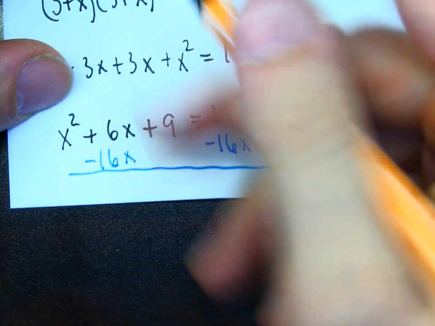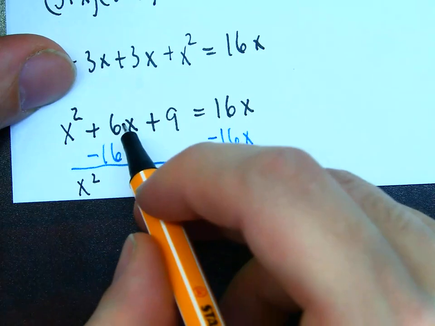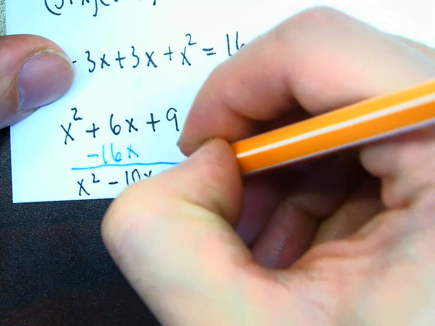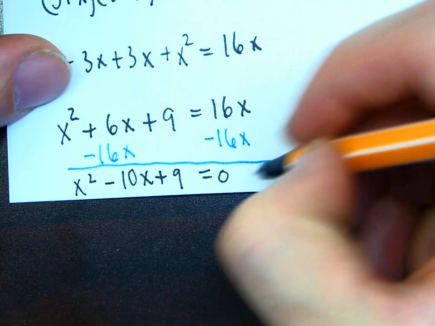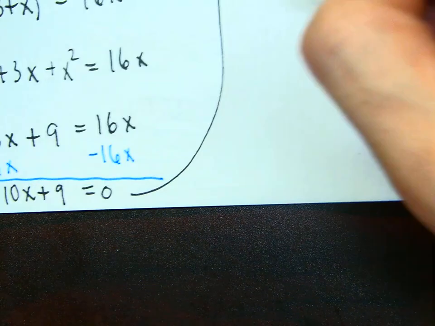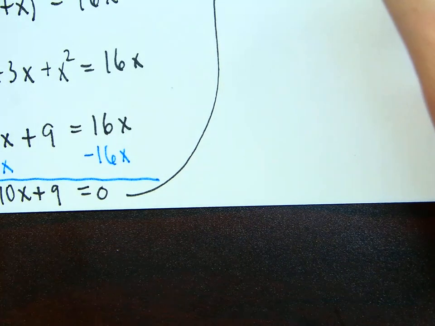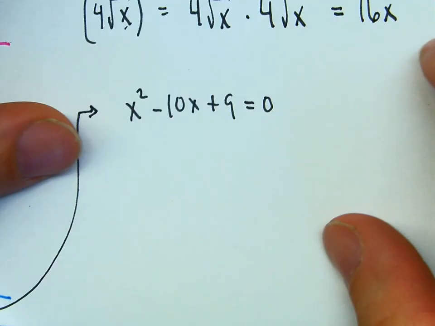And now we have x squared. Now what is 6 minus 16? That is negative 10x plus 9 equals 0. So let's put this over here. X squared minus 10x plus 9 equals 0. Oh, my bad. We have this.